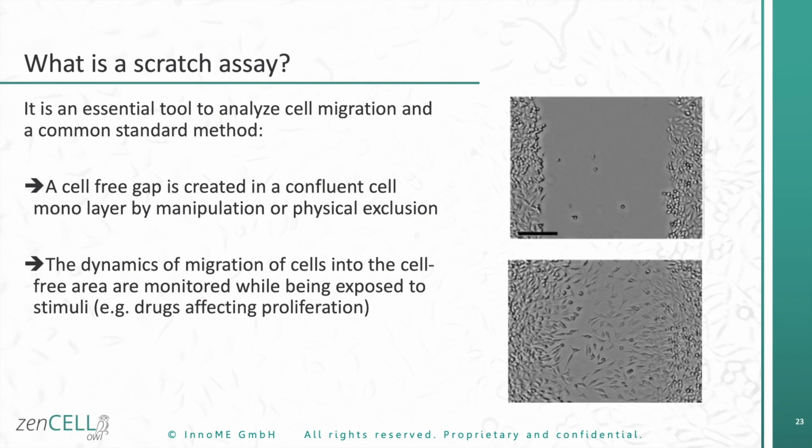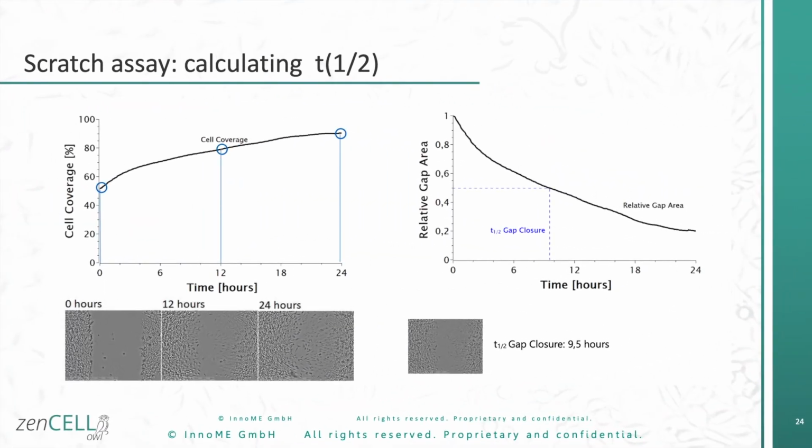And then the dynamics of migration of cells into the cell-free area are monitored. And in some cases, even while they are exposed to external stimuli or internal stimuli. For example, by adding a drug that will positively affect proliferation or maybe even inhibit proliferation. One of the important factors you want to calculate during a scratch assay is the so-called T1/2.